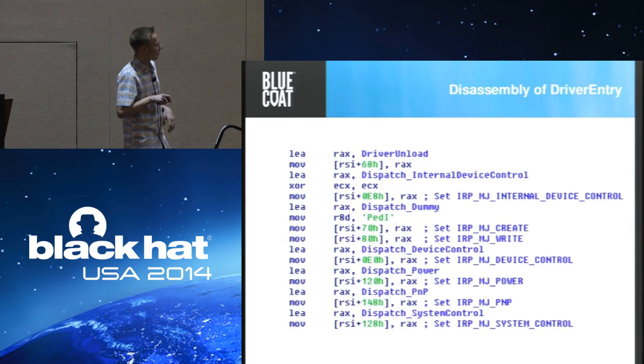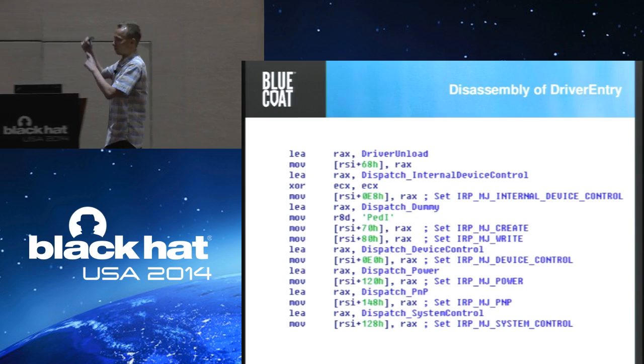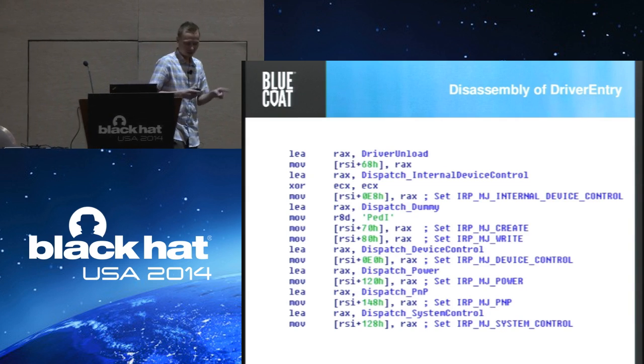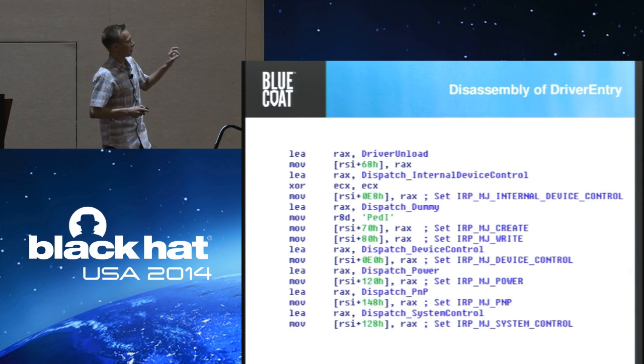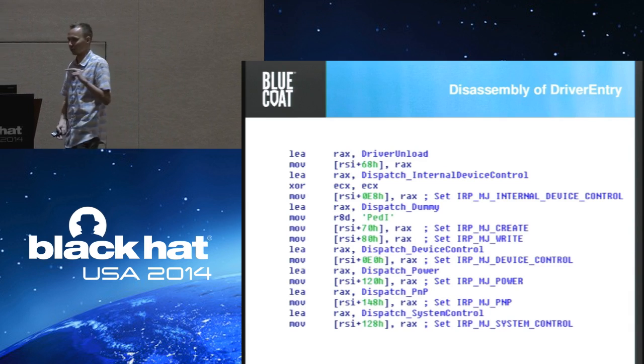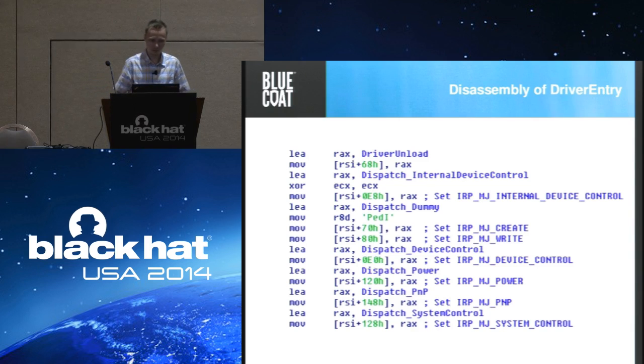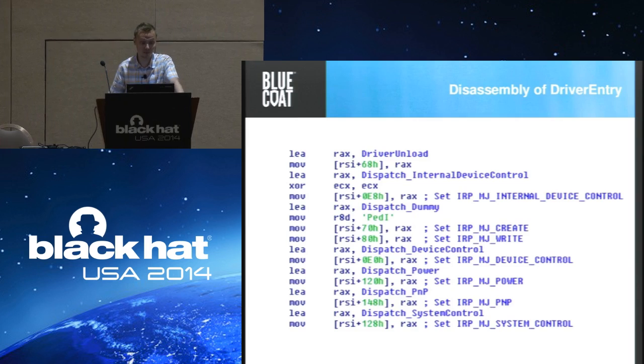This guy is the guy we're looking for. You'll see that it will load the address of the dispatch routine into RAX, and it will move it into some memory pointed to by RSI plus an offset. And this sort of pattern repeats throughout, right? In this case, RSI is actually pointing to the driver object. And the thing is that these offsets are not random at all. They're actually offsets within the driver object structure, right? And that doesn't change, at least not for the same operating system version.